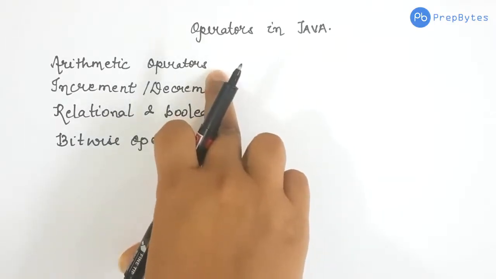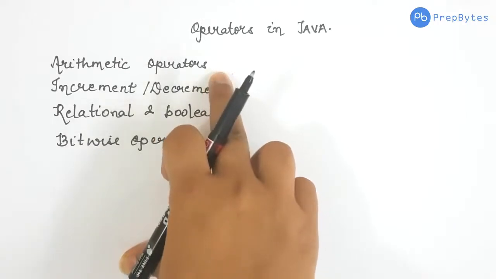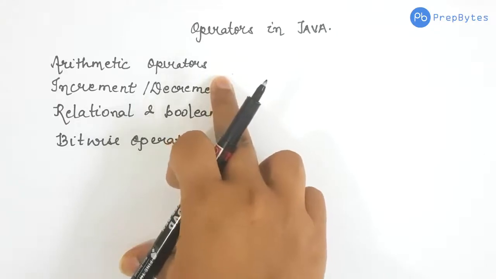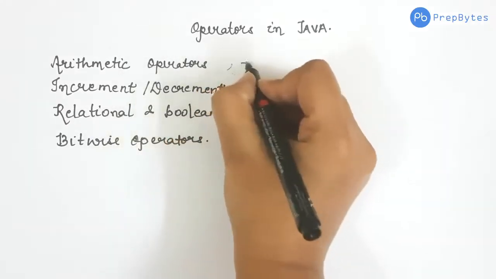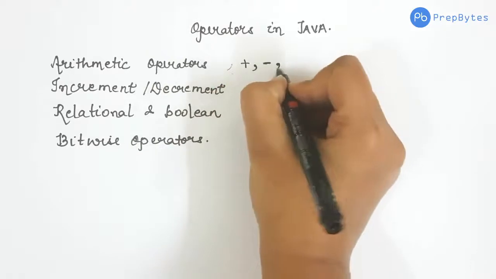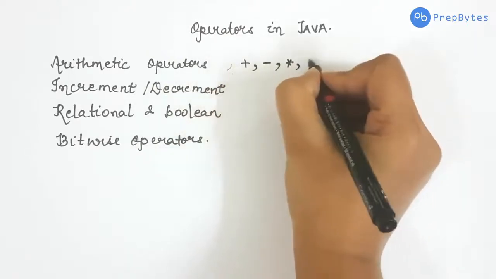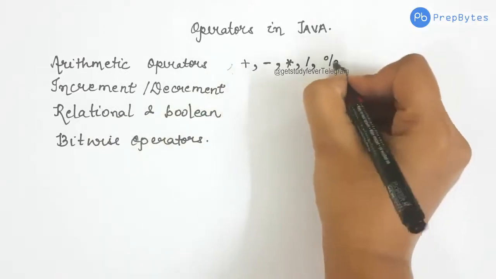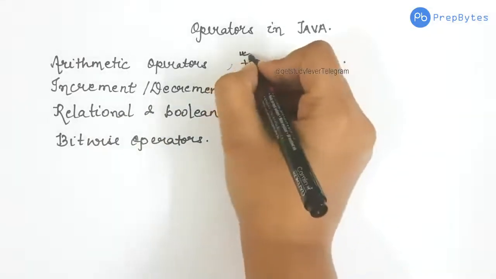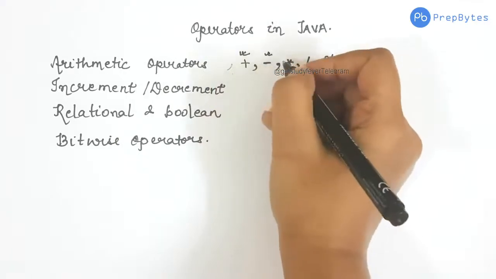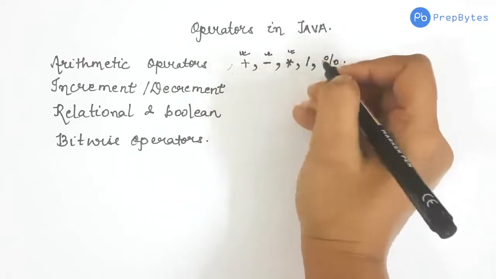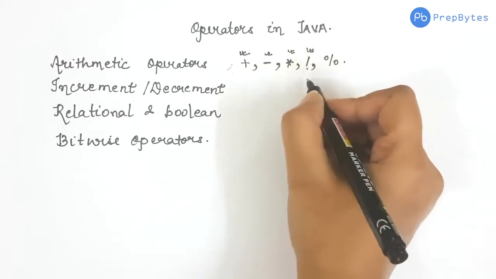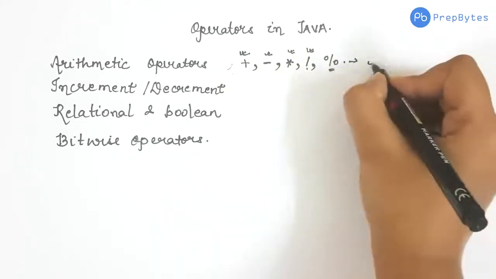Just like in real life we have addition, minus, similarly we have arithmetic operators in Java to perform certain calculations. We have addition, subtraction, multiplication, division, and apart from these four, we also have a modulo. So this gives me the sum, this gives me the difference, this gives me the multiplication, this gives me the division, this gives me the quotient, and this gives me the remainder.